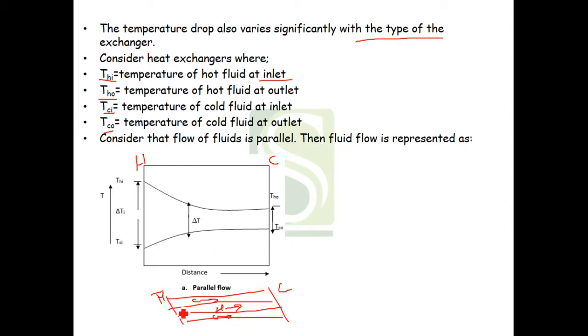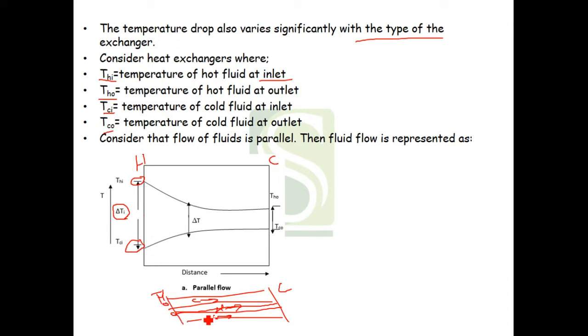Consider, suppose your fluid is flowing from this point to this point. On its way it is giving out its heat to the cold fluid, right? Cold fluid is also flowing in this direction. So we can say this inlet of hot fluid is at this temperature. The inlet of the cold fluid here is at this temperature. So the difference between these temperatures is the delta Thi, the difference in the temperature of cold fluid and the temperature of hot fluid. At this end, that is represented as delta Ti.